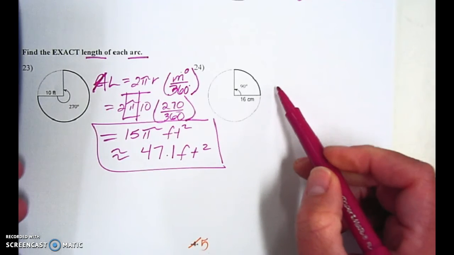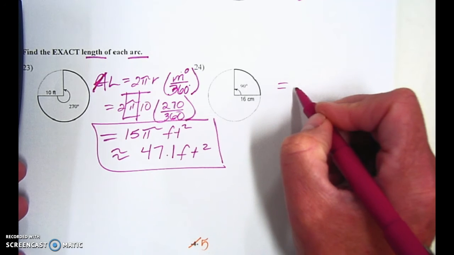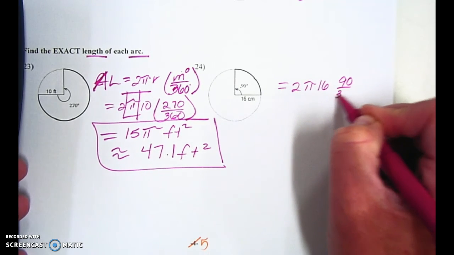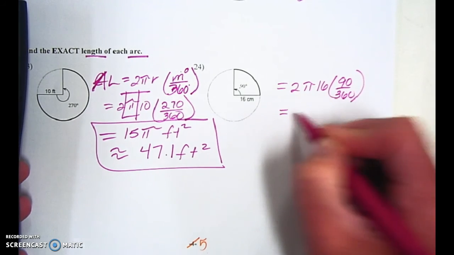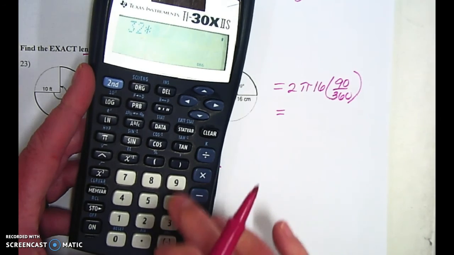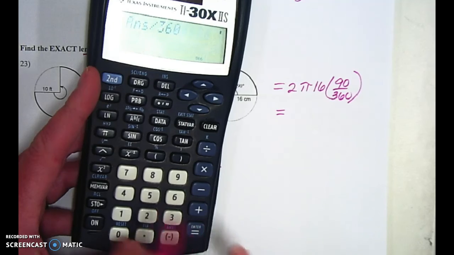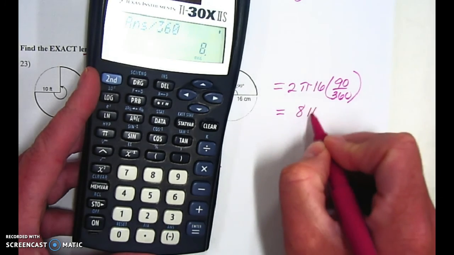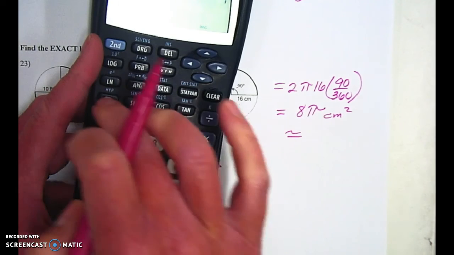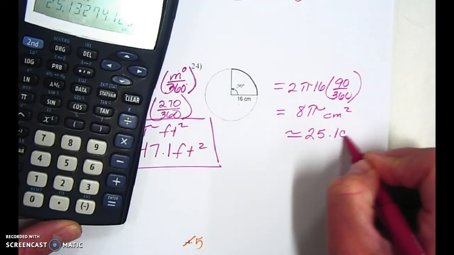All right, same formula for number 24. So we're just going to plug in the radius of 16, so 2 pi 16. And the angle is 90 over 360. You can reduce that to 1/4, or you can just leave it and the calculator will do the work for you. So 2 times 16 is 32 times 90. Divide that by 360. I've got 8 pi, and that one's in centimeters squared. To get a decimal, I just take that and multiply it by the pi button. Round to the nearest tenth is 25.1 centimeters squared.